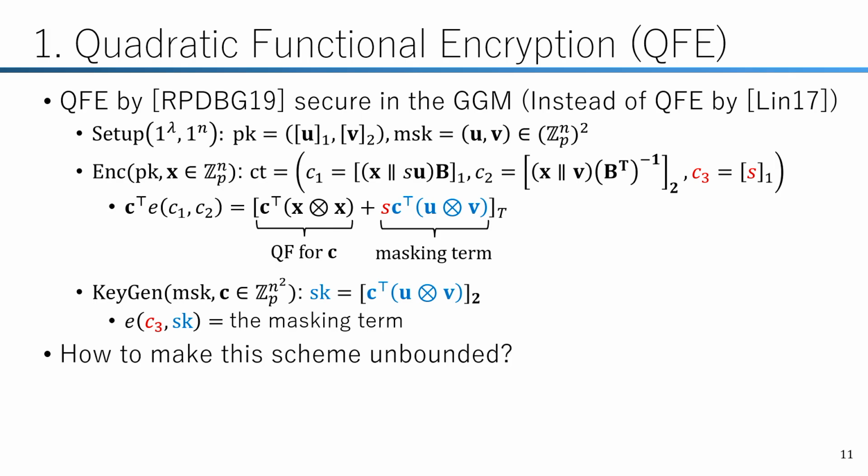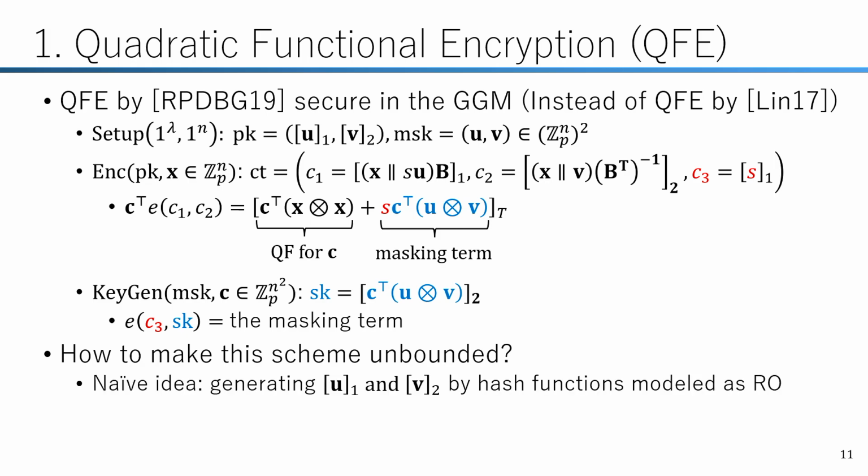Then how to make this scheme unbounded? So a naive idea is generating the public key vectors u and v by a hash function modeled as a random oracle. But this idea does not work, because if we generate vector u by a hash function, then we cannot compute a secret key efficiently, because in the secret key, vector u is in the group G2. So we cannot generate this term.